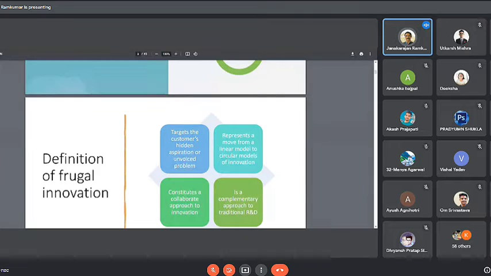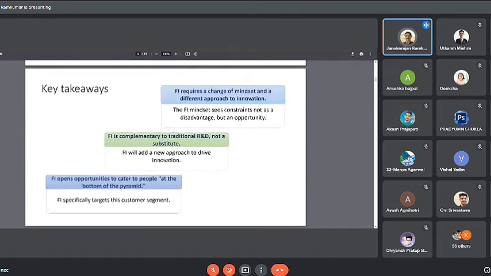So what is frugal innovation? You go and identify the customer's hidden aspirations or unvoiced problems. R&D will not allow you to do this. If you do this and then give it to the R&D department, they will work on it. Frugal innovation will add a new approach to drive innovation.